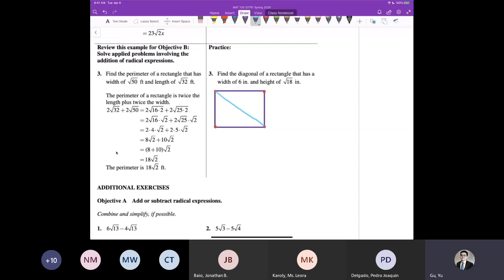Now let's label the sides. It says that the width is 6, so I place a 6 right here. And the height is radical 18, so you place radical 18 right here. They want you to find out the diagonal, so I'm going to make the diagonal x and create an equation to solve for x. This requires you to apply the Pythagorean theorem, which applies to right triangles.